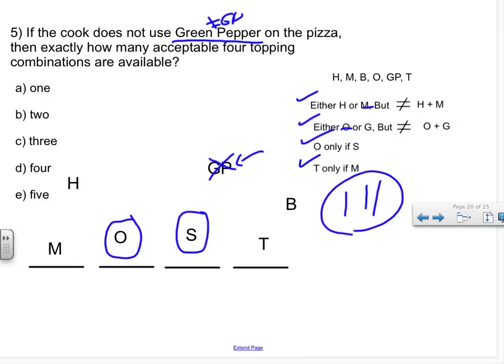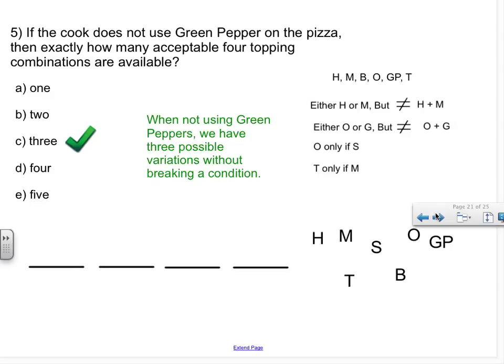So we look at our answer choices, 1, 2, 3, 4, 5. Well, I'm going to select C because that's our correct answer choice based on the diagram. So just to recap, when not using green peppers, we have 3 possible variations without breaking a condition.